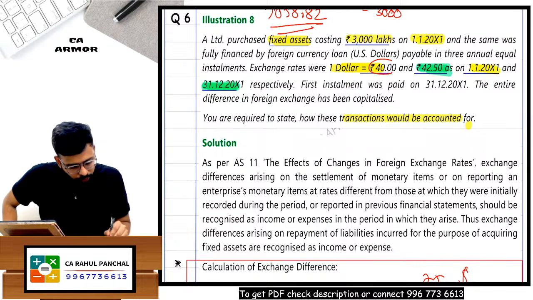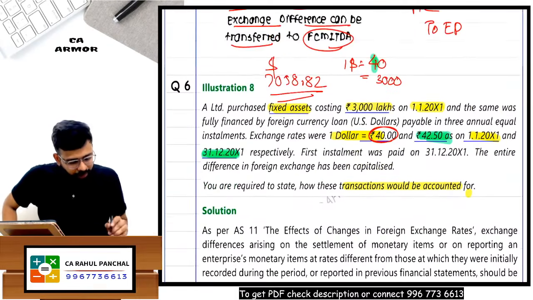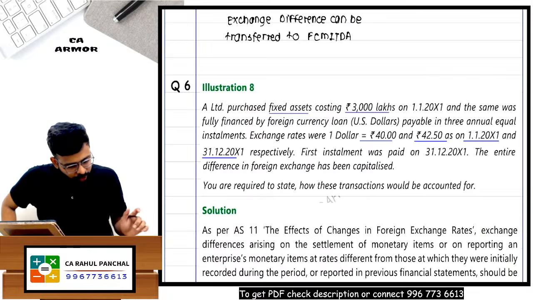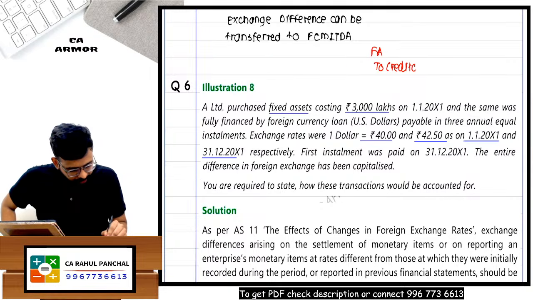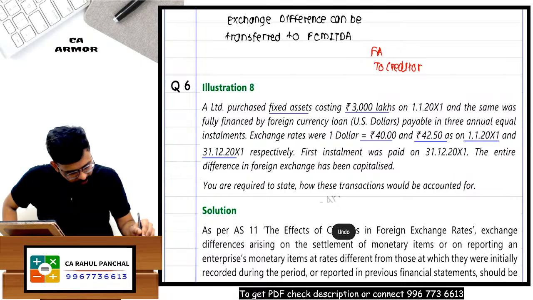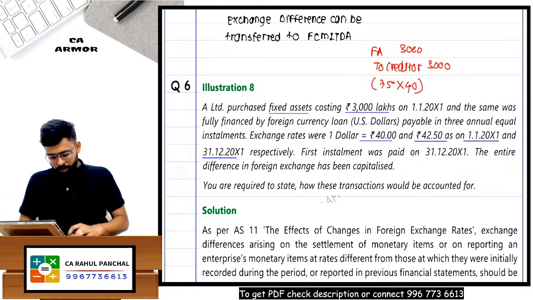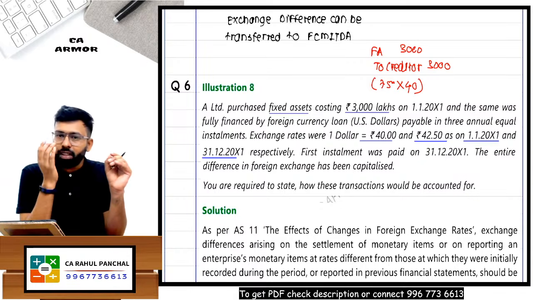So the first step in my entry would be: fixed asset account debit to creditor account. How much, sir? 75 lakh rupees... oh sorry, not 75, 3000 lakh rupees. How did it come? $75 lakh into 40 rupees per dollar. That is how it came, 3000 lakh.